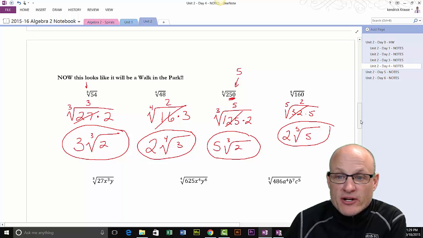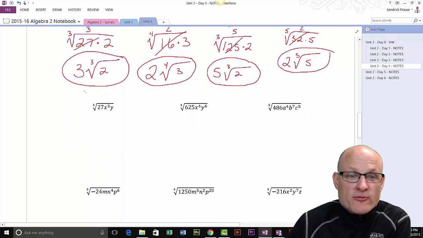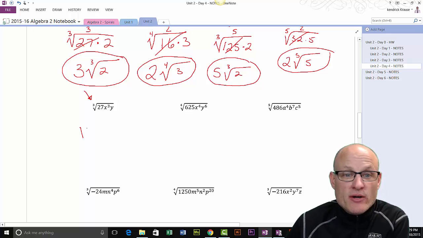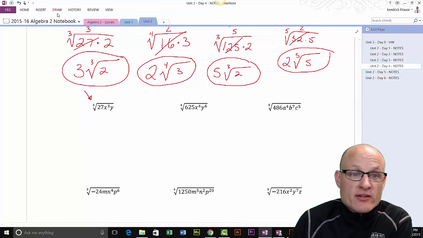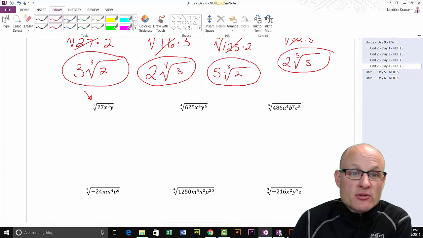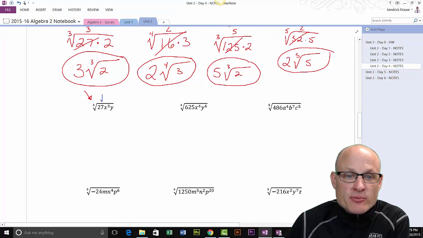All right, let's start talking about variables now. In this one, we're going to look for groups of 3. So 27 is already a perfect cube. Oh, wait, this is great. I don't even have to rewrite this one. It's already written as I need it. 27 is a perfect cube. X cubed is a perfect cube, and I can't do anything with y, so I'm all set. So the cube root of 27 is 3. The cube root of x cubed is x. And then the only thing I've got left under the radical is the cube root of y. So that was actually an easy one.